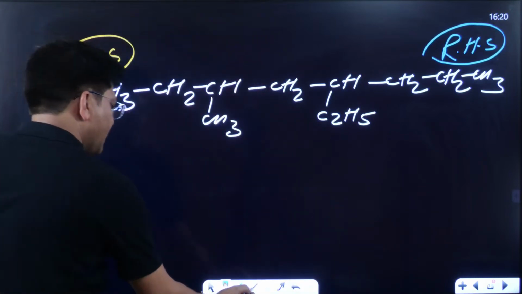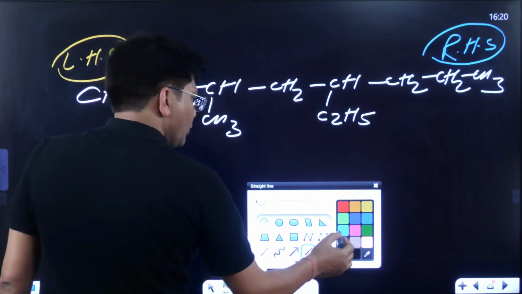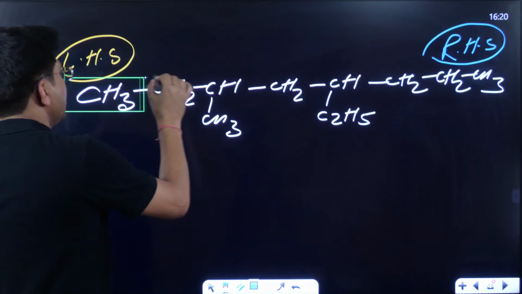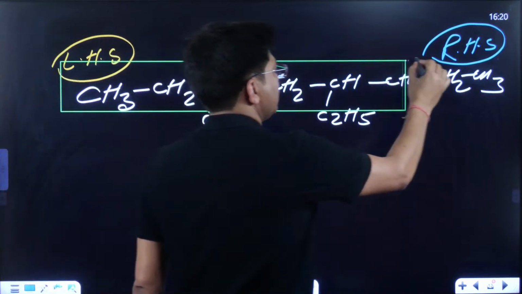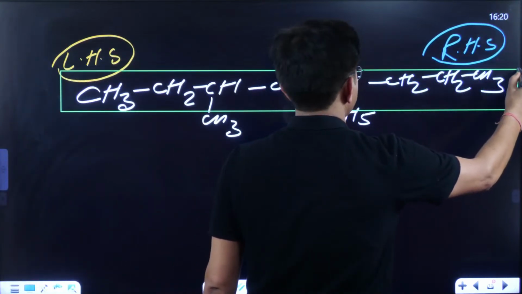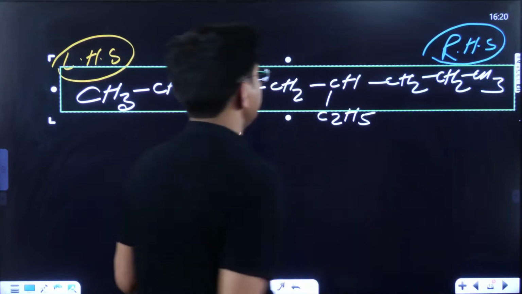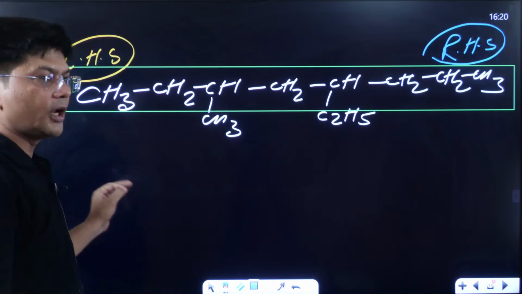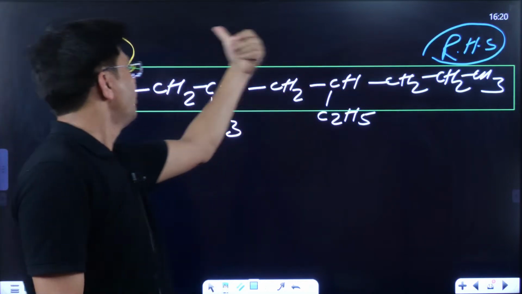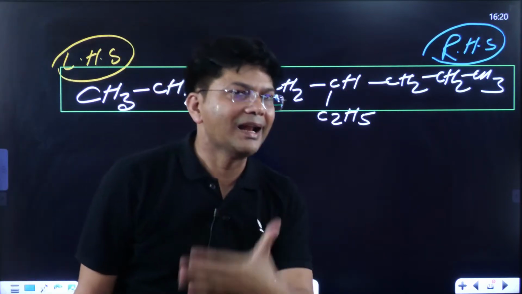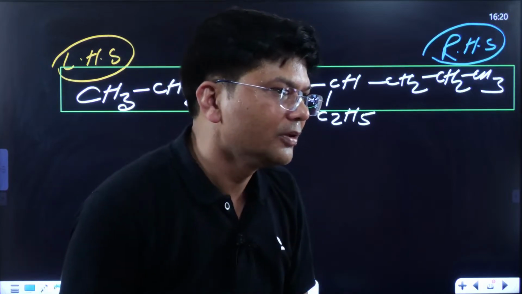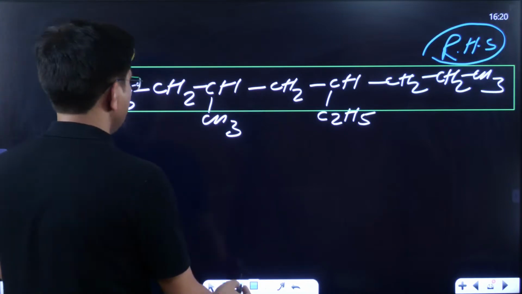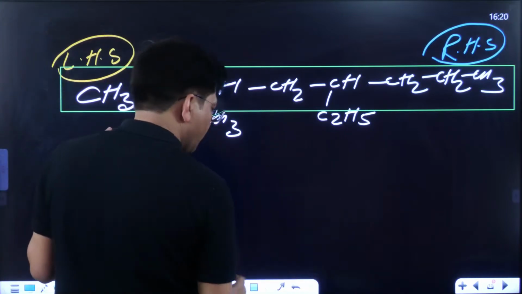Definitely your parent chain is like this. This is your parent chain. There is no problem in the parent chain. But from which side are you going to do the numbering? The right hand side, or will you count from the left hand side? Do let me know, kids. Everyone says left hand side. Okay. Why from the left hand side?